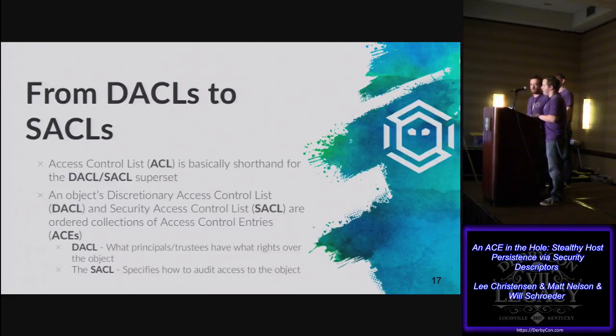So we talked a little bit about DACLs. DACLs just define what users can do what to the object. So this is an ACL. All an ACL is, is a list of entries, access control entries. So they control access to an object, whereas SACLs are another type of ACL. They control auditing of that object. So you can create ACEs in a SACL that will create alerts for whenever that object is accessed.